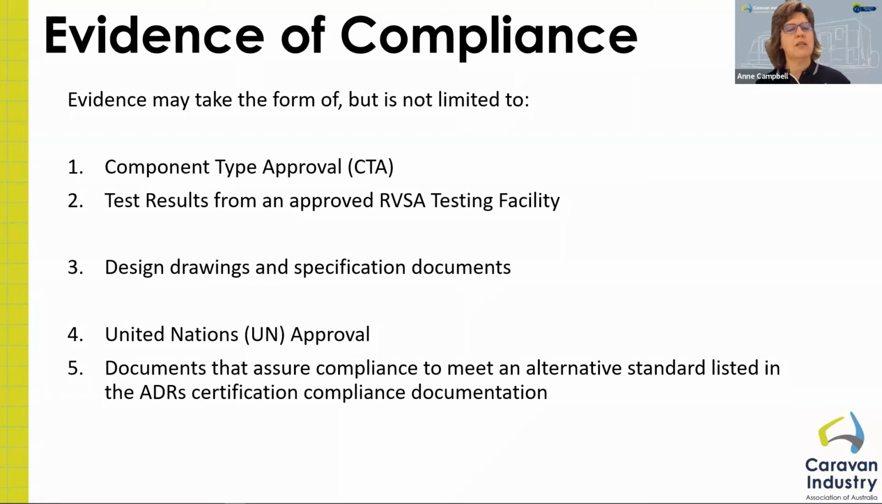Other evidence that you may be able to use is design drawings or specification documents. Those are particularly relevant for things that relate to, for example, the assembly of a component or the layout of a vehicle, dimensions, that kind of thing. And a final option may be to use alternate standards. So, for example, some of the UN regulations and the United Nations approvals, or alternative standards that are listed in an ADR as being equivalent. And again, those might be held in their own right and used as part of your vehicle type approval, or they may form the basis of a component type approval for a supplier.